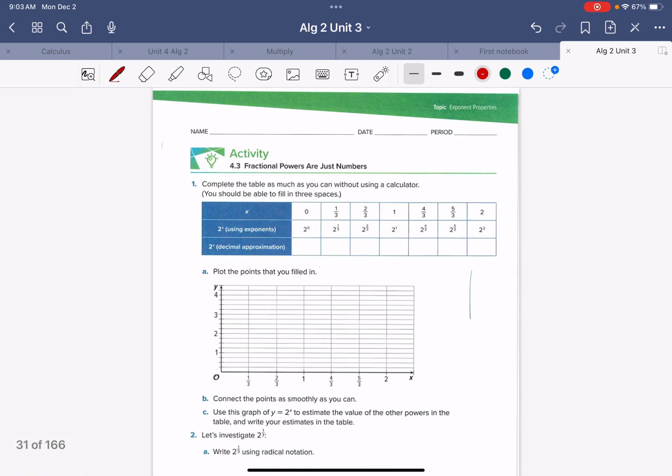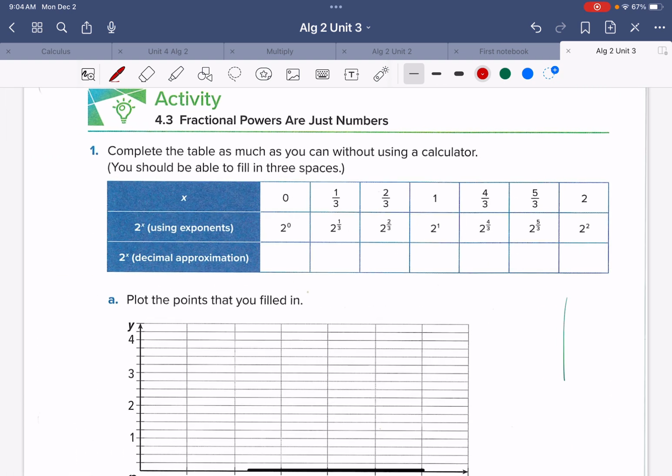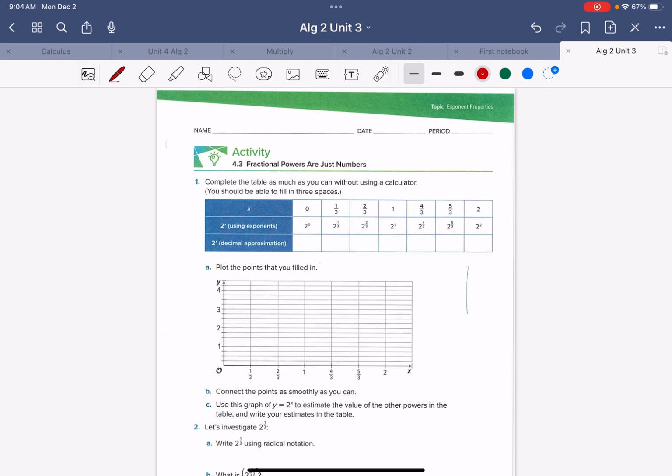Next page. So you can also use the caret key to type these in. You can get decimal approximations. You can make a graph here. We don't need a graph for some of them. And then you can plot the points down here, and you're going to see an exponential curve. So if you graph these out, you're going to see a curve go up like that. Something along those lines. I just smashed it on there real quick.